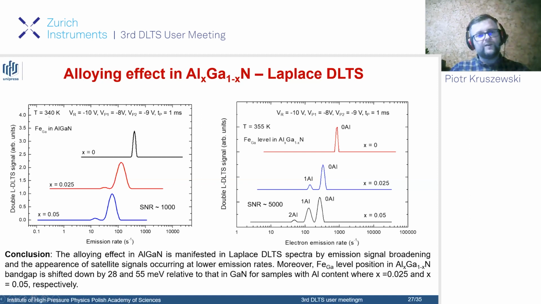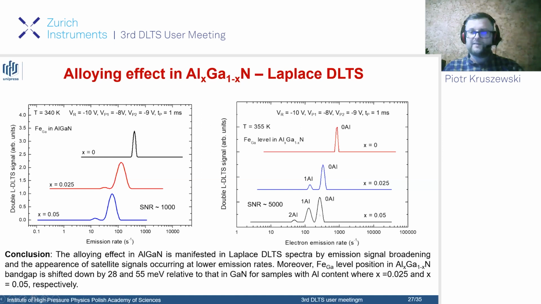But if we increase the temperature from 340 to 355, the emission will be faster, so everything should shift to higher emission rates. And we could do more averaging now because in the same time period the transient is faster and we can average many times more. So if we have a signal-to-noise ratio of 5000, you can see that for the 5% sample, the peak which appeared here as one broad peak splits into two components.